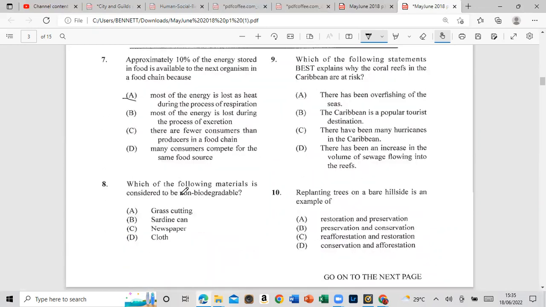Which of the following materials is considered to be non-biodegradable? Is it grass cuttings, newspaper, cloth, or a sardine can? That would be the sardine can, right?